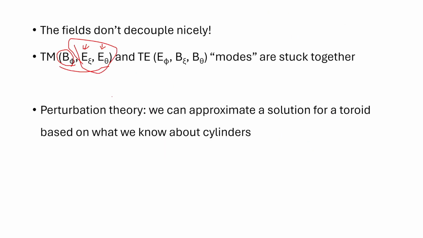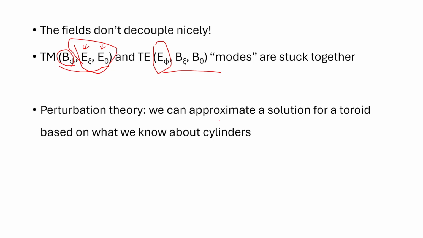These need to be 0 at the boundary. They're not, so we have a problem. And the same thing with these. So how do you solve it? Well, as physicists, we could just approximate a solution for a toroid, right? Because these don't decouple nicely, we have to find a different solution.